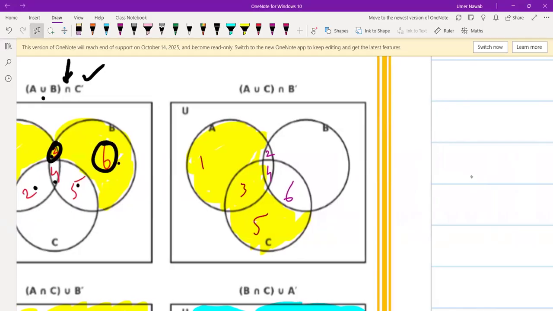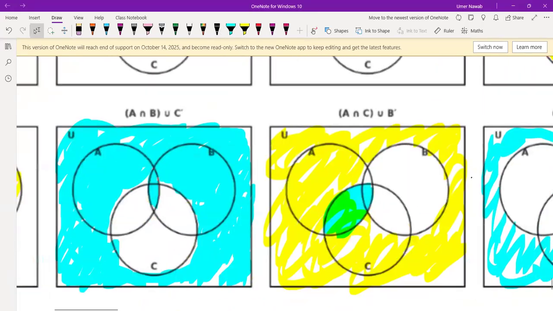Now we have next intersection. Use a dot technique. In a dot technique, I need to take A union C. So you guys can see 1, 2, 3, 4, 5, 6 regions I have. Now, out of these regions, which regions are coming outside of B? So 1, 3, and 5 regions are coming outside of B.